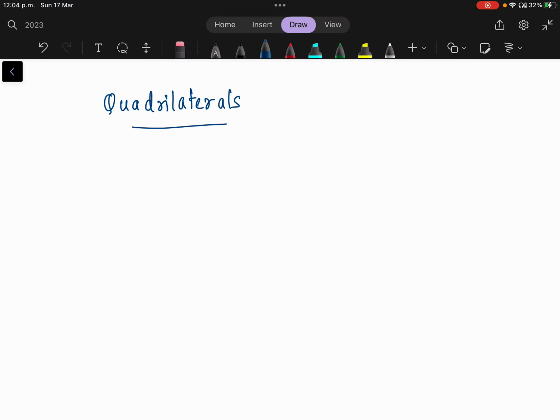Let's learn quadrilaterals in geometry. A quadrilateral means any four-sided figure. It can be any shape, okay? But there are specific types of quadrilateral which we learn, so that's what I'm going to discuss today.